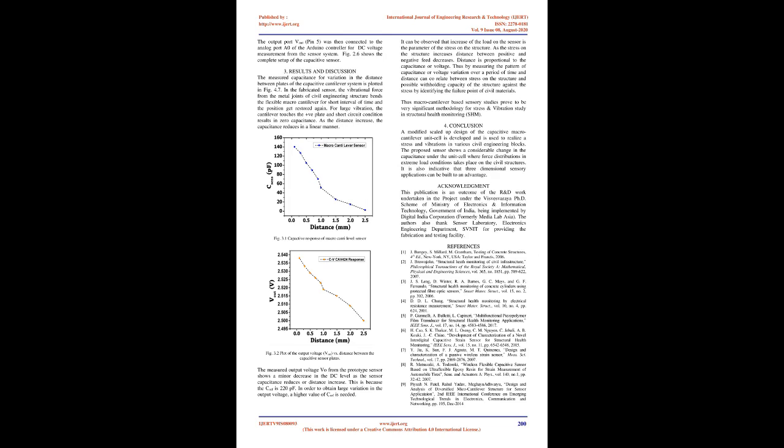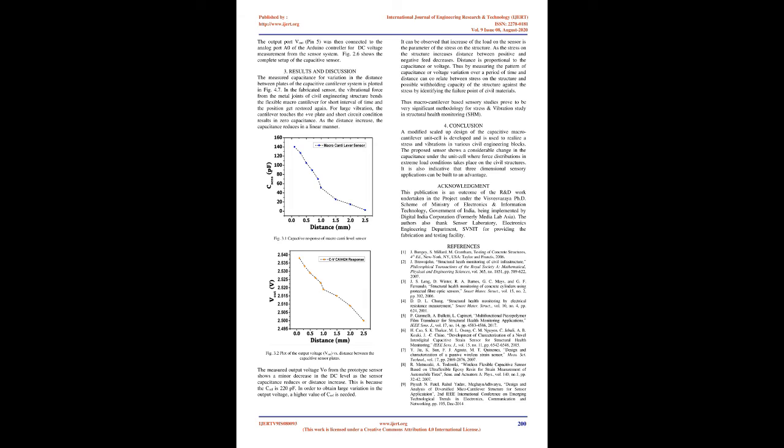3. Results and discussion. The measured capacitance for variation in the distance between plates of the capacitive cantilever system is plotted in Fig 4.7. In the fabricated sensor, the vibrational force from the metal joints of the civil engineering structure bends the flexible macro-cantilever for a short interval of time and the position gets restored again. For large vibration, the cantilever touches the negative plate and a short circuit condition results in zero capacitance. As the distance increases, the capacitance reduces in a linear manner. The measured output voltage VO from the prototype sensor shows a minor decrease in the DC level as the sensor capacitance reduces or distance increases.